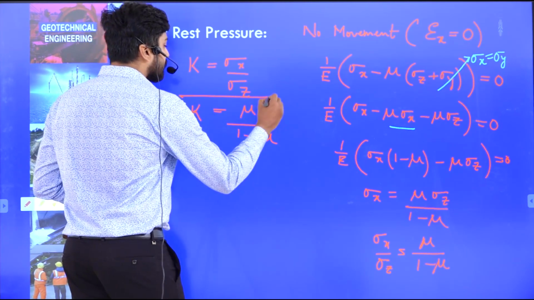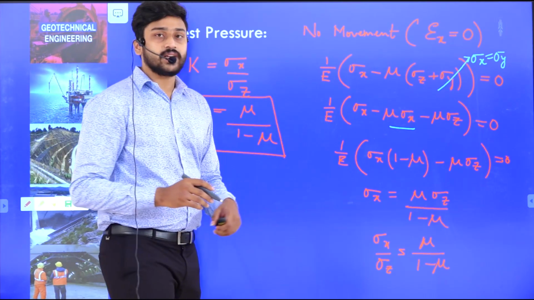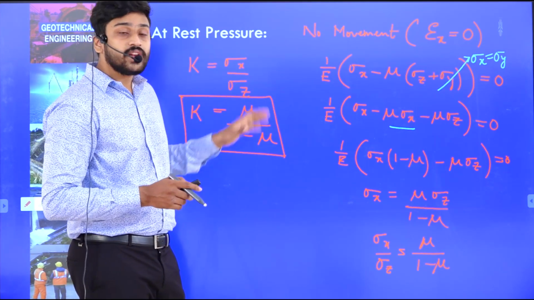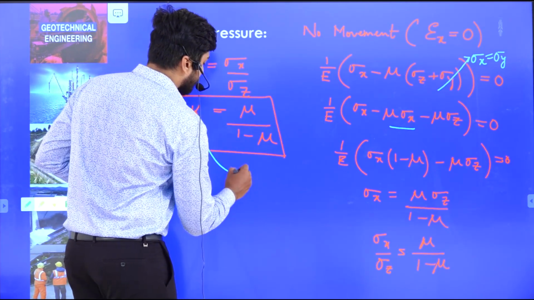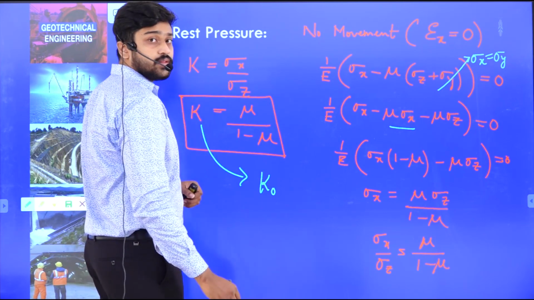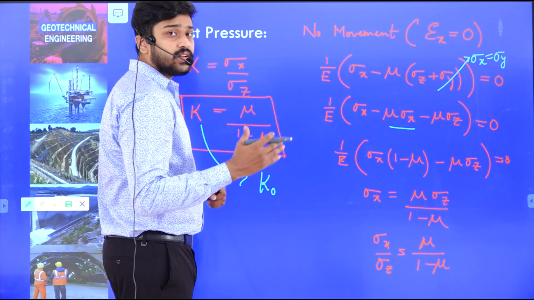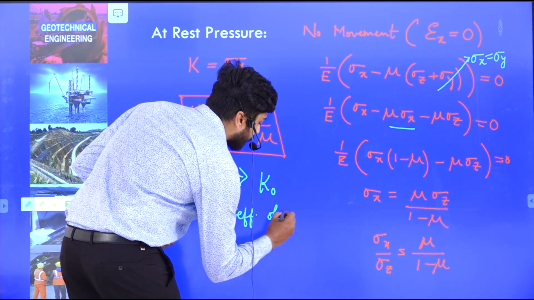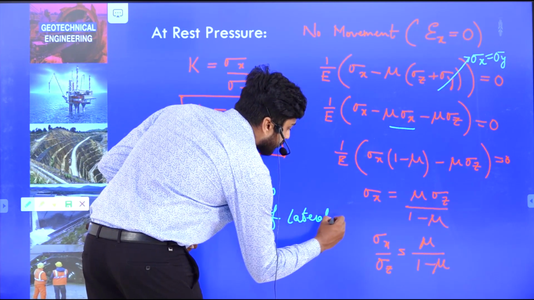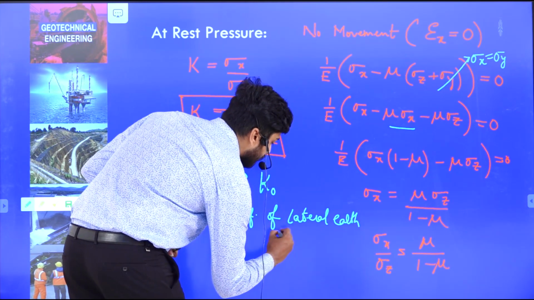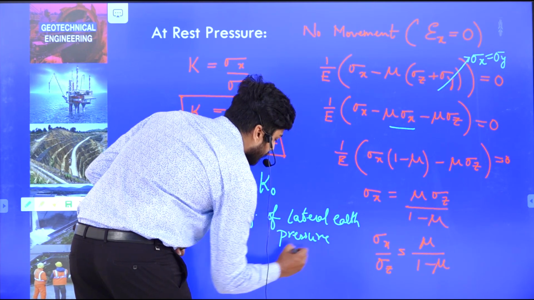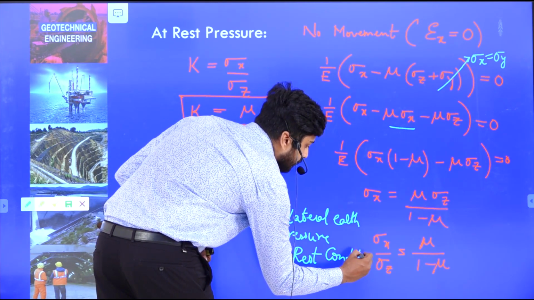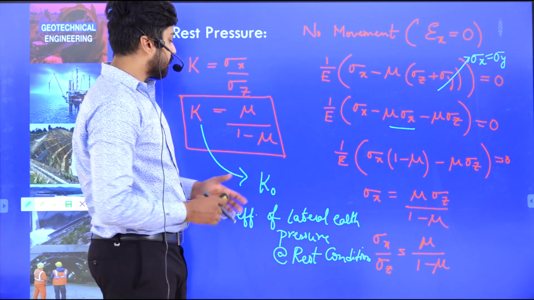In our particular case, we will be considering this coefficient at rest condition as k naught, that means the coefficient of lateral earth pressure at rest condition. That is what we will consider as k naught.